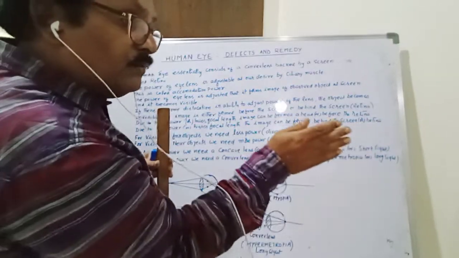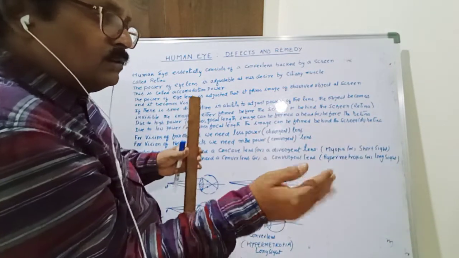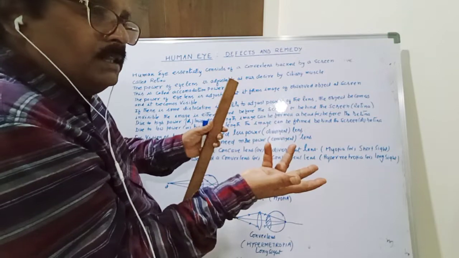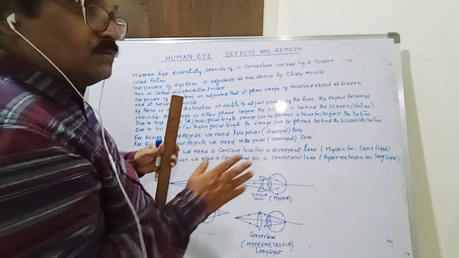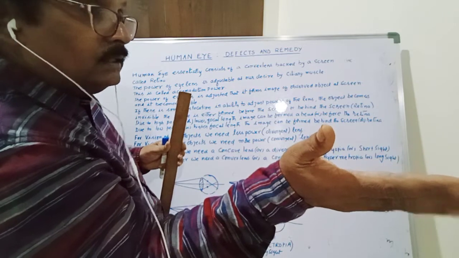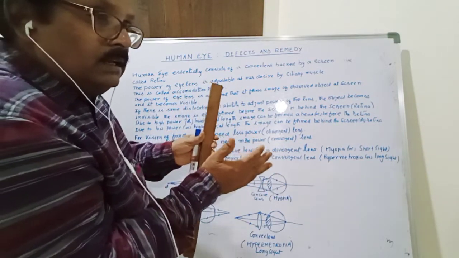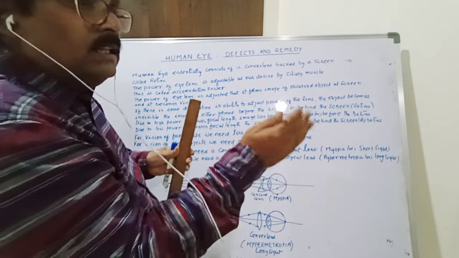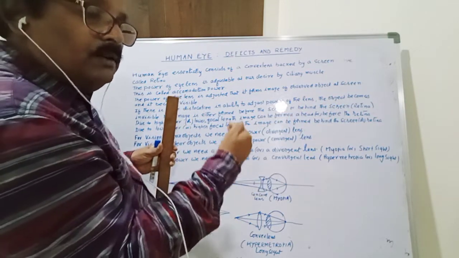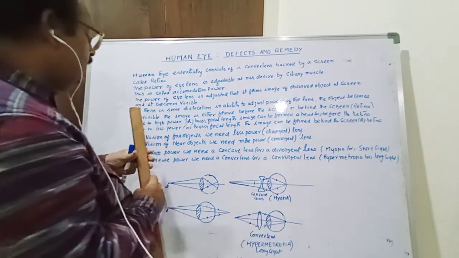Sometimes the image can be formed behind the retina. In this case also, the eye is not able to accommodate the image on the retina. As focal length increases, the image forms behind the retina. That means power is decreasing. The power of the human eye is decreased, the focal length increases. So the human eye forms the image behind the screen, behind the retina.